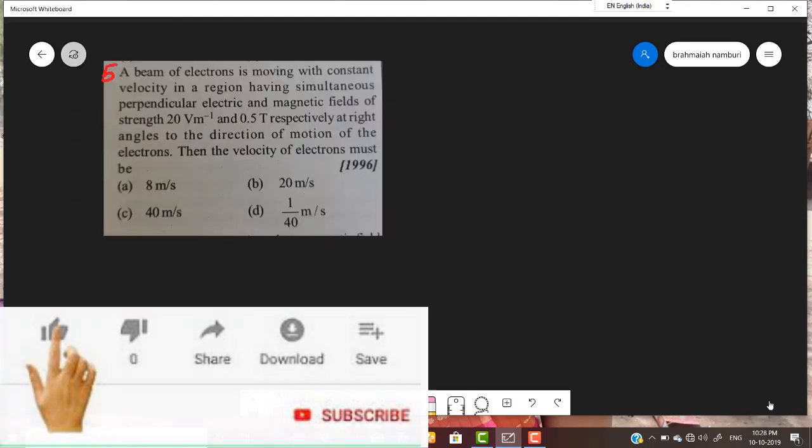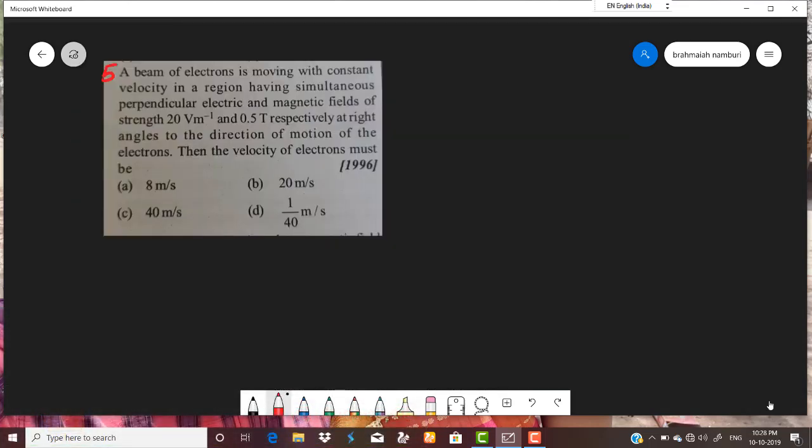This is the last question. See here, a beam of electrons is moving with constant velocity in a region having simultaneous perpendicular electric and magnetic fields of strength 20 volts per meter and 0.5 Tesla respectively, at right angles to the direction of motion of the electrons. Then the velocity of the electrons must be?